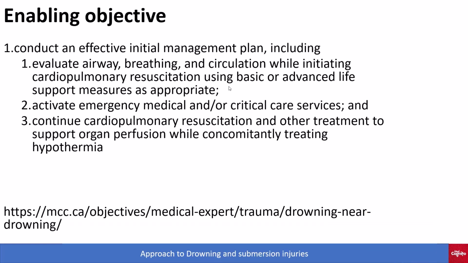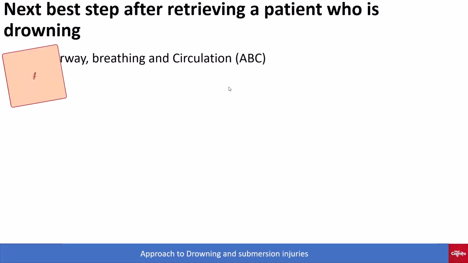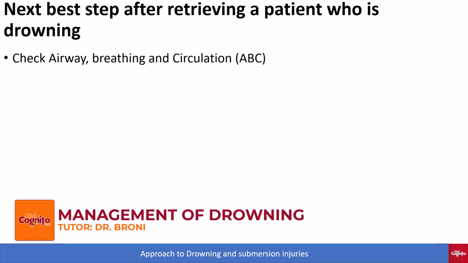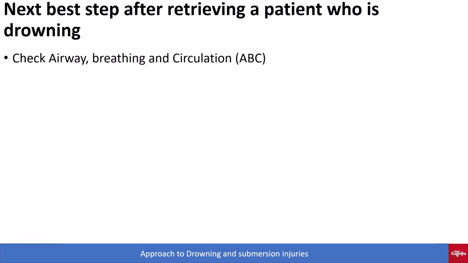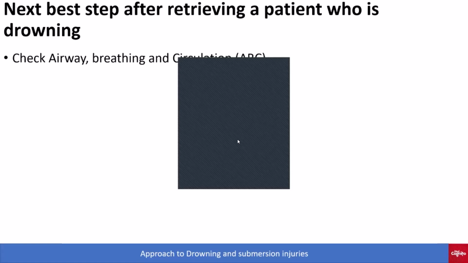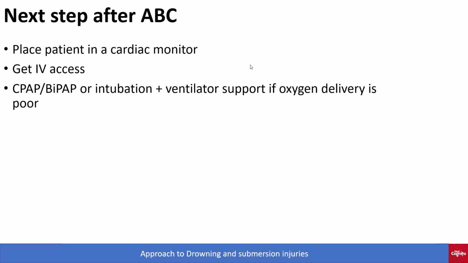Okay. So, what is the next best step after retrieving a patient who is drowning? The next best step after retrieving a patient who is drowning is to check the airway, to check the breathing, to check the circulation. So, in a patient who is drowning, your next best step is A, B, C. Dr. Ras, you said rescue, but the point is, what's the next best step after retrieving? So you've got to do your ABC. Now, after your ABC, what do you do?